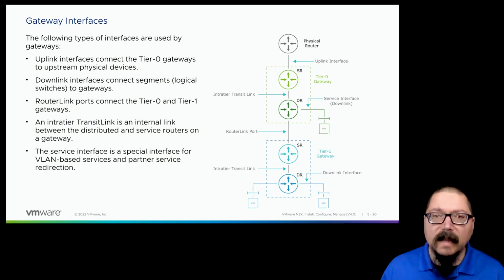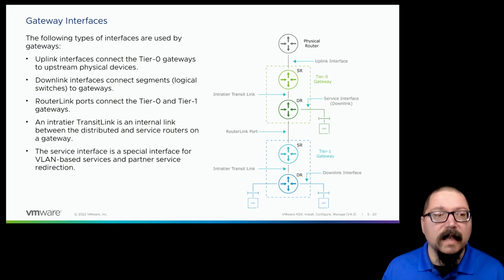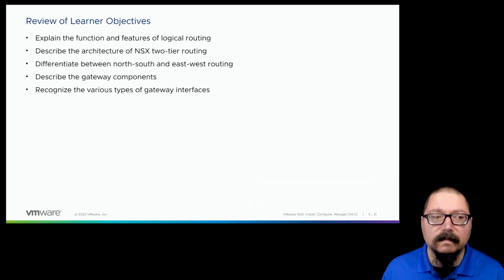Now, this is going to be automatically plumbed and created when you build the gateway or when you associate the gateway with an edge cluster and get that service router component. We also have a router link network, which is a Tier 0 to Tier 1 transit network. This is another overlay network that's automatically created when I link a Tier 0 gateway to a Tier 1 gateway. So we've got a number of different interface types that we may have to look at.